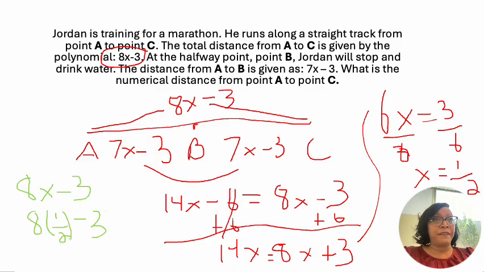So 8 times 1/2 is the same thing as 8 divided by 2. So that would be 4 minus 3, which is 1. That means the total distance is 1 mile. So he is traveling a total distance of 1 mile.